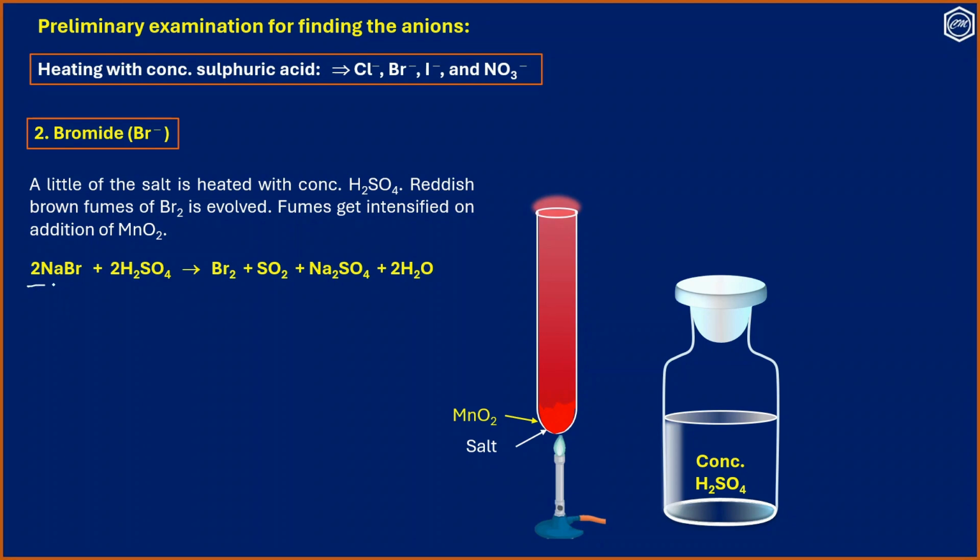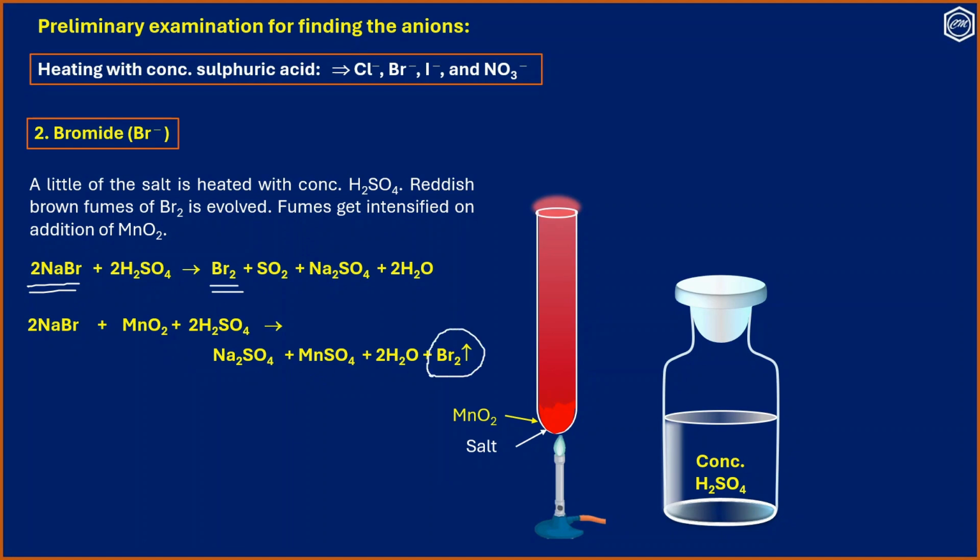Suppose that you are given sodium bromide. It reacts with the sulfuric acid releasing bromine. And this bromine has a red color. And if you add manganese dioxide, this is the reaction that is taking place. A large amount of bromine gas will be produced.